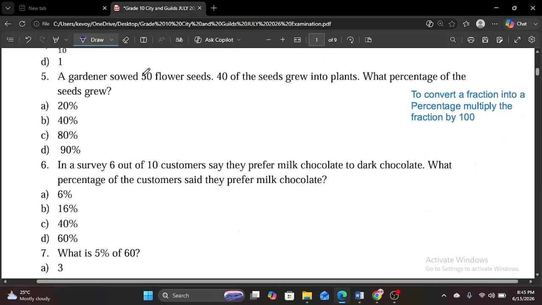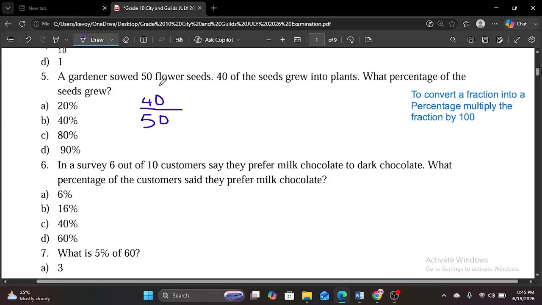So a gardener sowed 50 flower seeds. 40 of the seeds grew into plants. What percentage of the seeds grew? So 40. So you want to write your fractions with what changes, or what you're looking for, over the total. So that's gonna be 40 out of 50, because 40 of the plants grew out of the entire 50 flower seeds, right? So only 40 seeds grew.